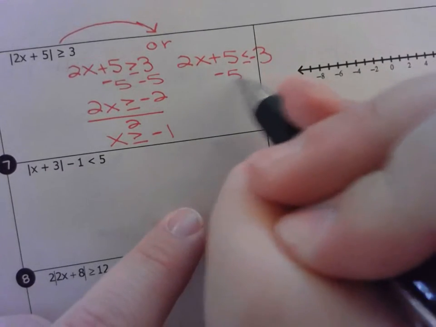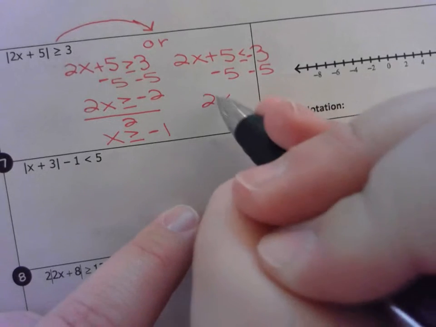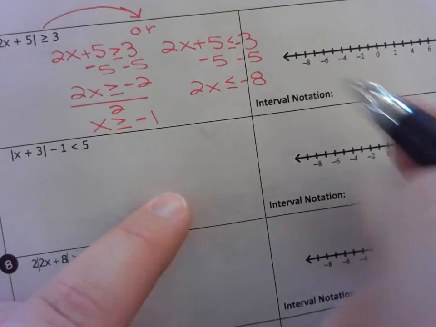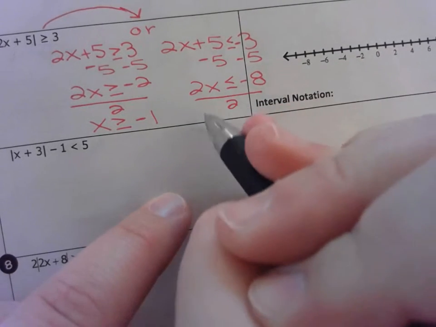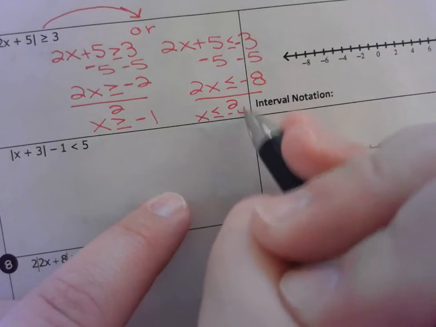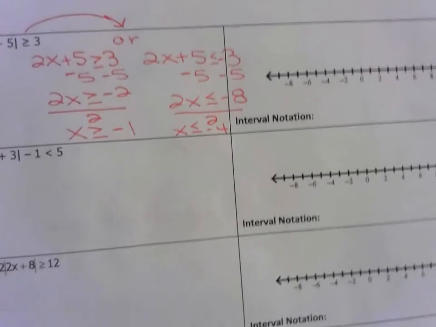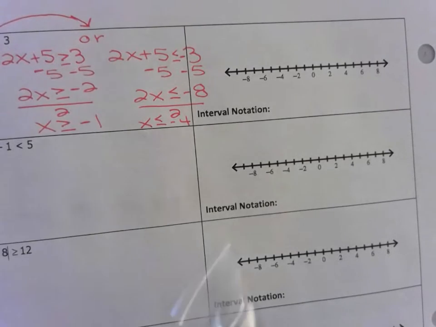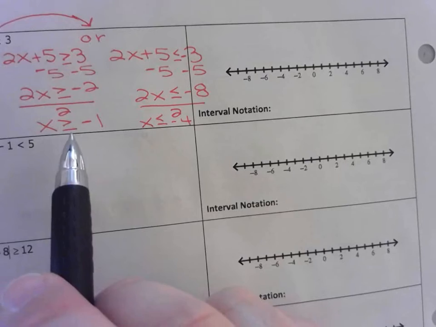Next one, minus 5, minus 5. 2x is less than or equal to negative 8. Just a second. Negative 3 minus 5, negative 8. Divide by 2. X is less than or equal to negative 4. Okay, so solve these two like normal. This is an OR. So when I graph these on a number line, I'm expecting them to go in opposite directions.